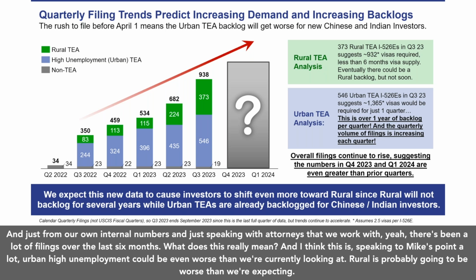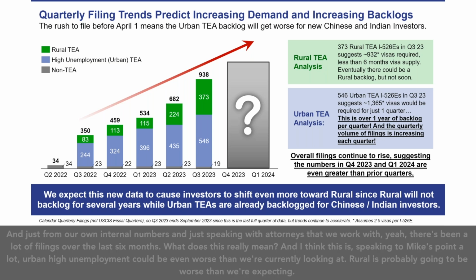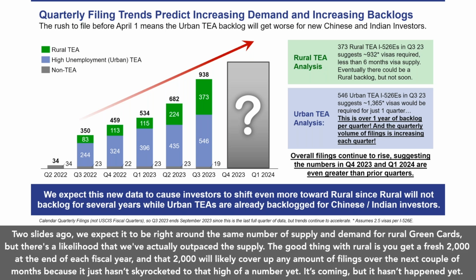Urban high unemployment could be even worse than we're currently looking at, right? Rural is probably going to be worse than we're expecting. Two slides ago, we expected to be right around the same number of supply and demand for rural green cards, but there's a likelihood that we've actually outpaced the supply. The good thing with rural is you get a fresh 2,000 at the end of each fiscal year, right? And that 2,000 will likely cover any amount of filings over the next couple of months because it just hasn't skyrocketed to that high of a number yet. It's coming, but it hasn't happened yet.